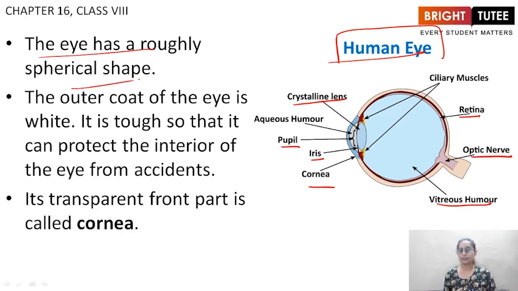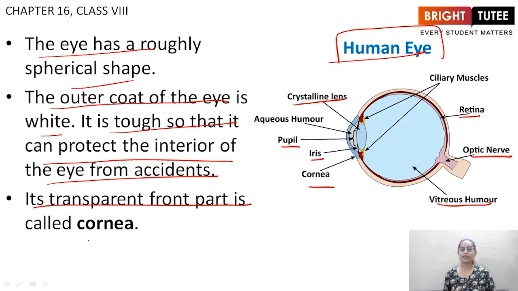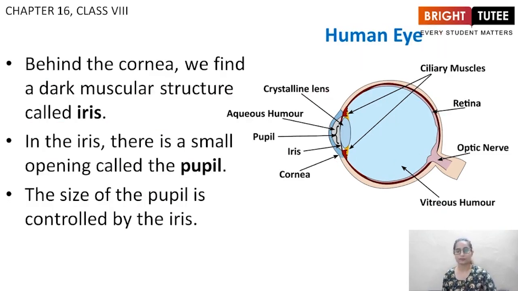The eye has a roughly spherical shape. The outer coat of the eye is white. It is tough so that it can protect the interior of the eyes from accidents. Its transparent front part is called cornea. This is the transparent front part. The dark blue color surface on the white part is known as cornea, which is transparent.